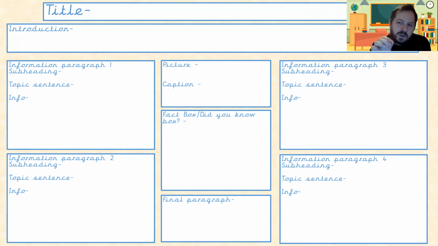The reason why we don't write the introduction first is that we don't necessarily know what's going to be on our information paragraphs. So actually, it's easier to write that after we know what's in our paragraphs because it has to link into.